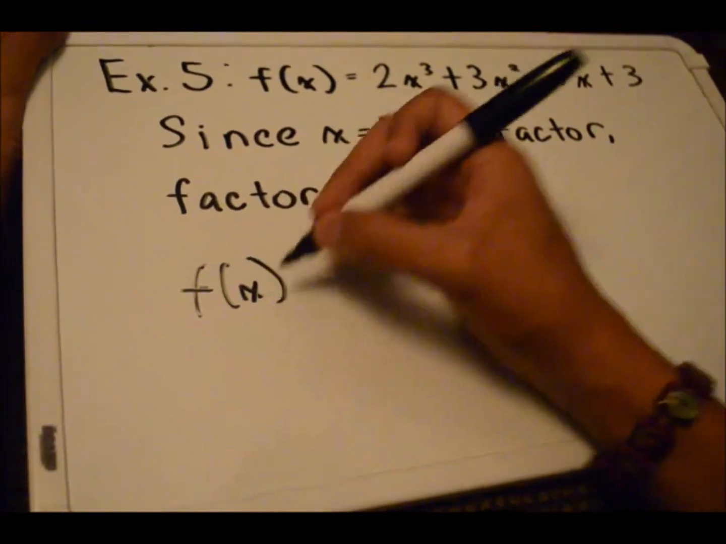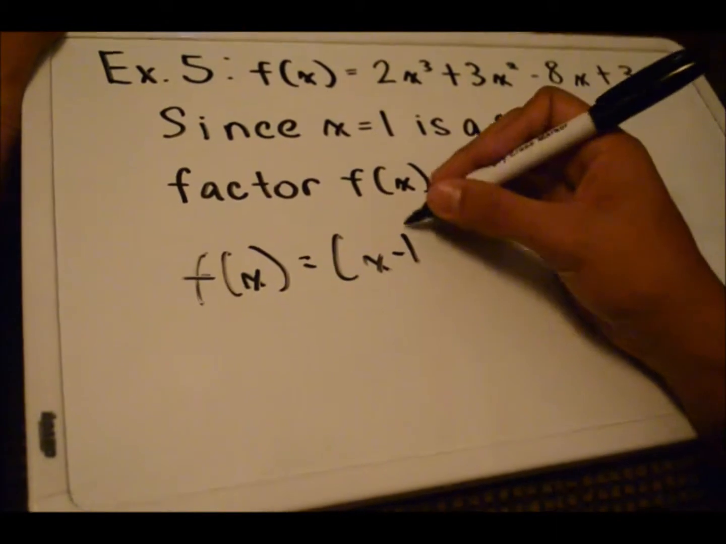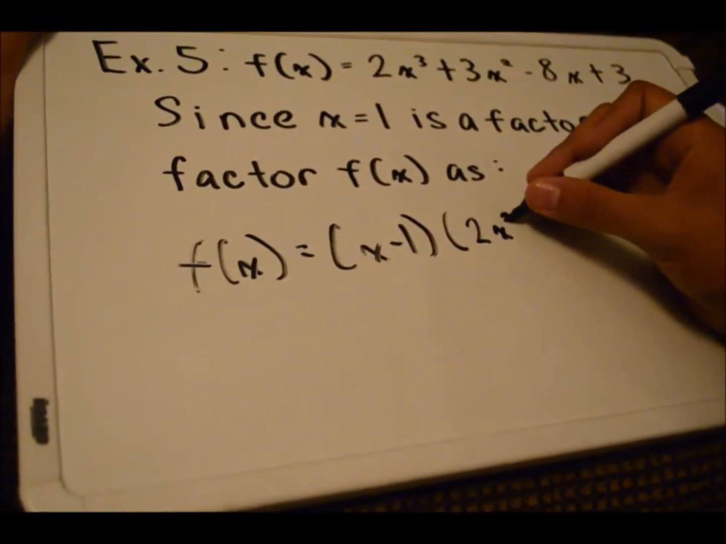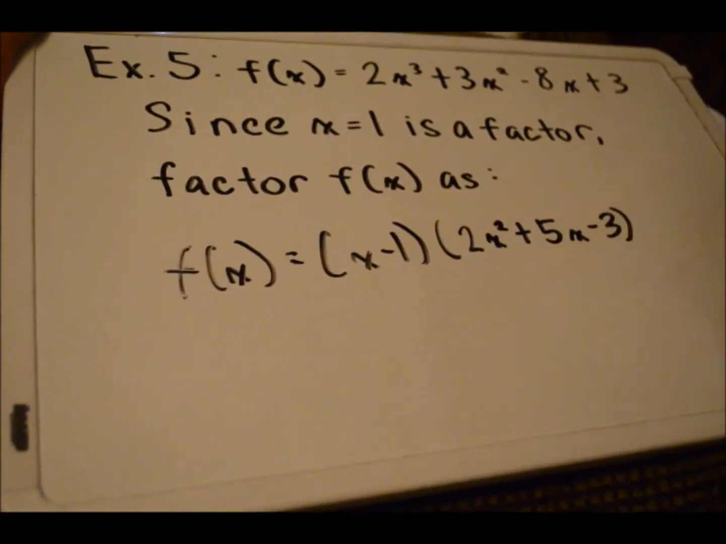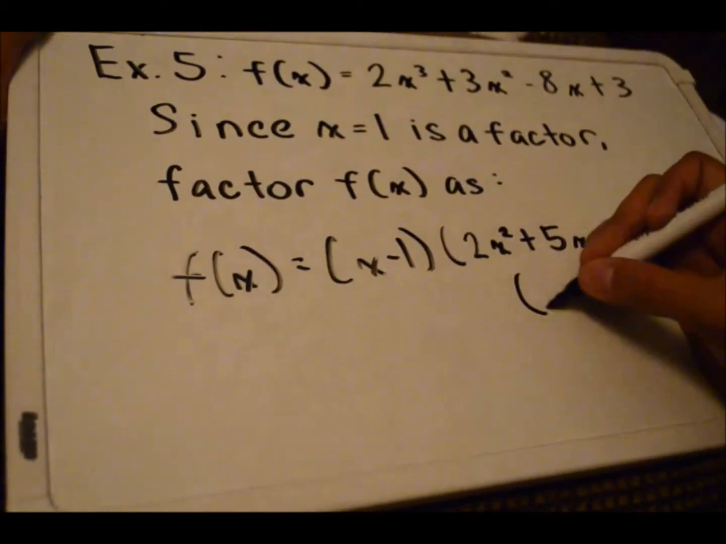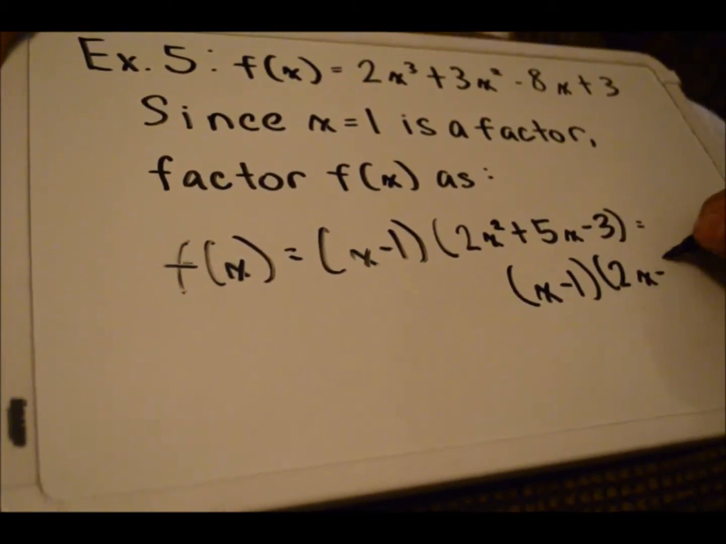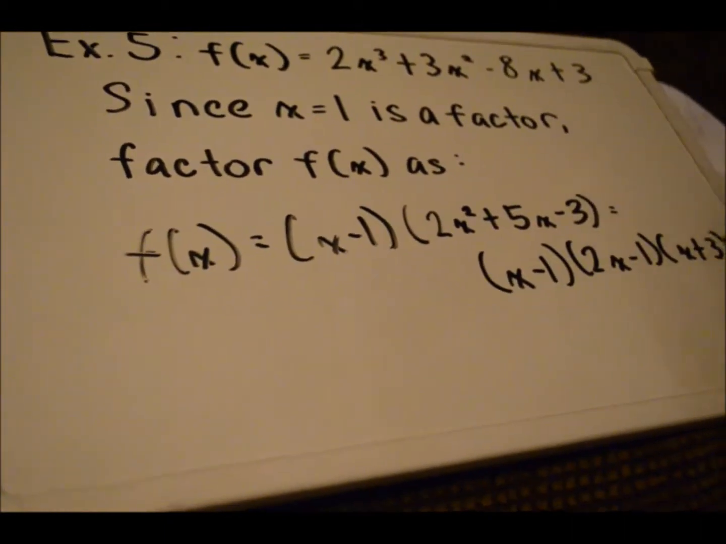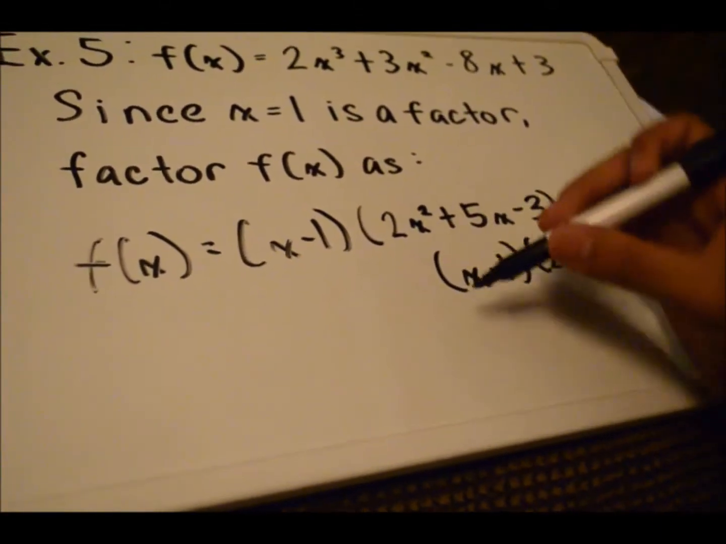f(x) equals x minus 1 parentheses times 2x squared plus 5x minus 3, in which this is our quotient from our synthetically divided example. We have to factor this out: x minus 1 parentheses, 2x minus 1 parentheses, x plus 3 parentheses. And this is our answer for the rational zero test.